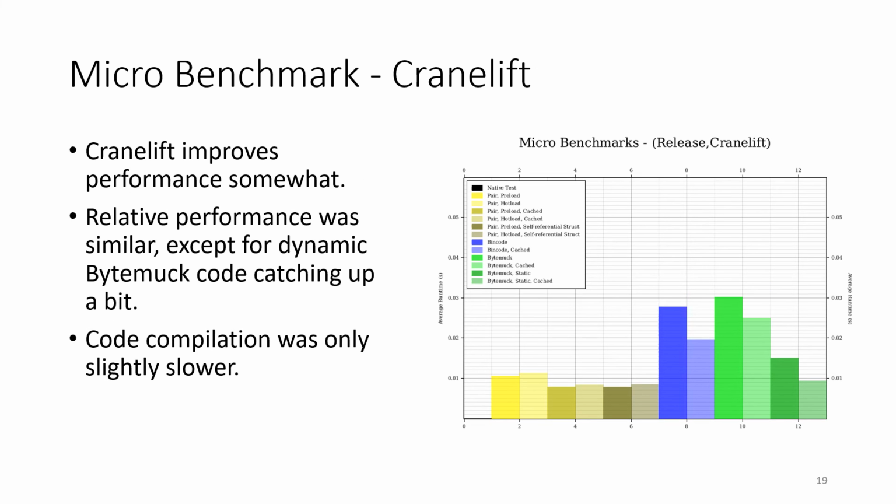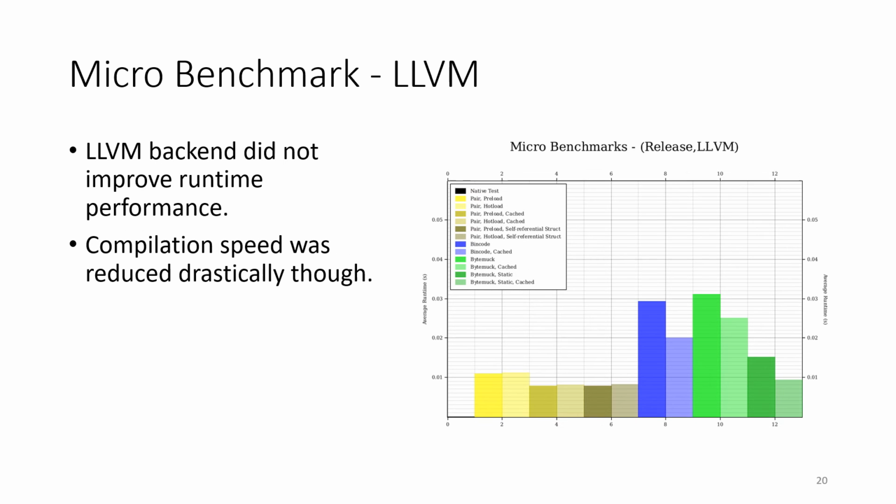When we switch out the backend for Cranelift, the performance improves somewhat. Most notably, the dynamically allocated Bytemuck result closes in on the BinCode results a fair bit. We also see the hot load version falls slightly behind the preload version of all the pair ABIs. However, pair does continue to be the fastest ABI, second only to the static Bytemuck ABI. In comparison to the Singlepass backend, the Cranelift backend compiled code only slightly slower, most likely because the code itself is very simple. Finally, we have the results for the LLVM backend.